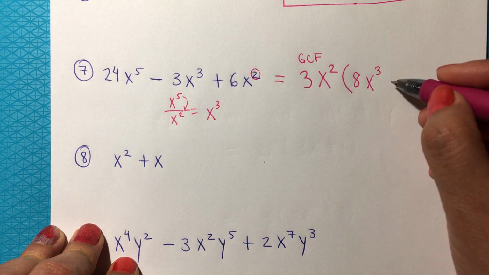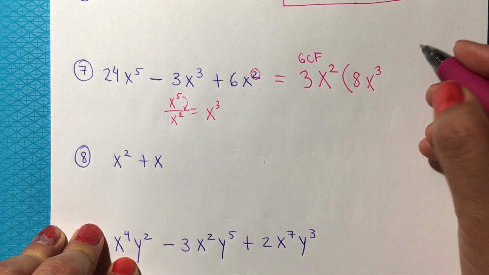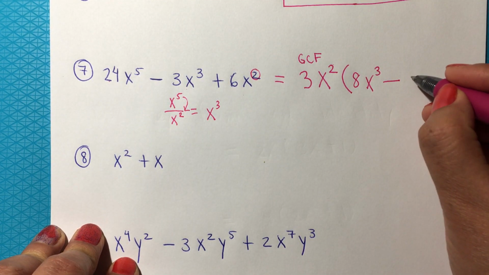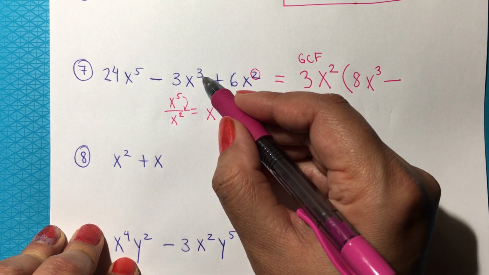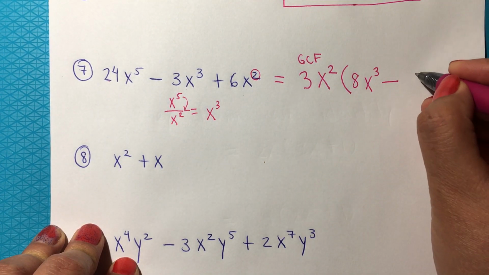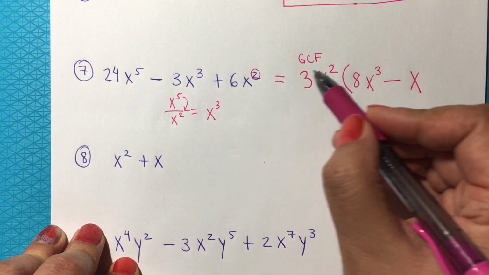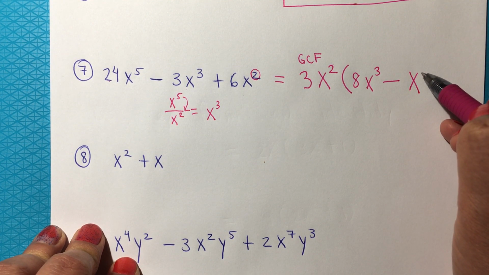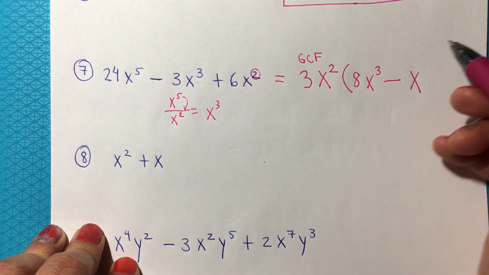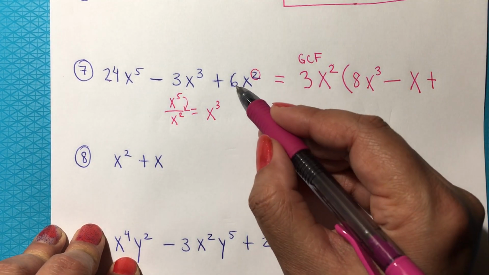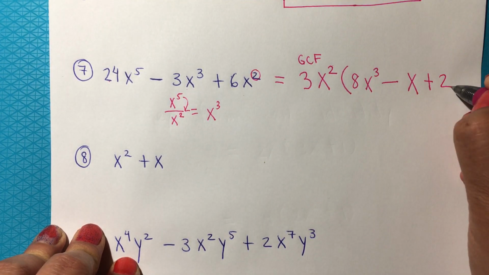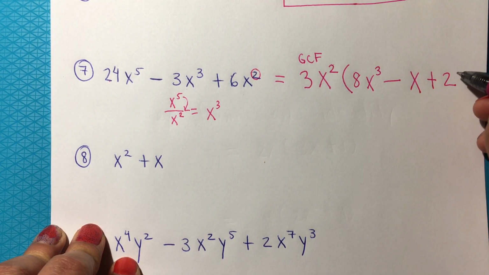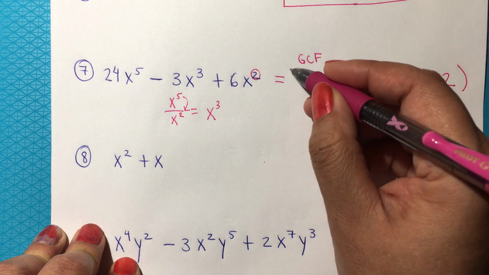Okay. For the next one, negative divided by positive is negative. 3 divided by 3 is 1 that we don't need to put. And x cubed divided by x squared, it's x. We're just subtracting, 3 minus 2 is 1. Tiny, but we don't need to put it. Then positive divided by positive is positive. 6 divided by 3 is 2. And x squared divided by x squared is 1. 1 times 2 is 2, so that's all.